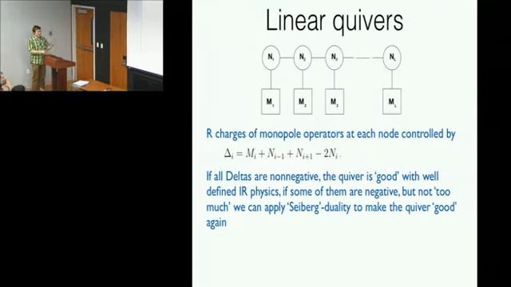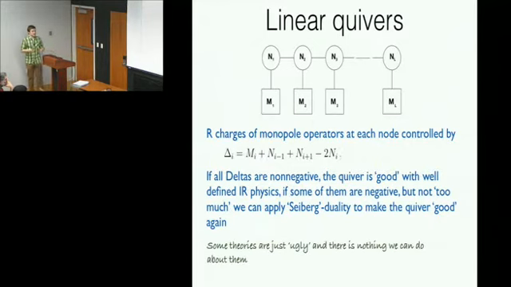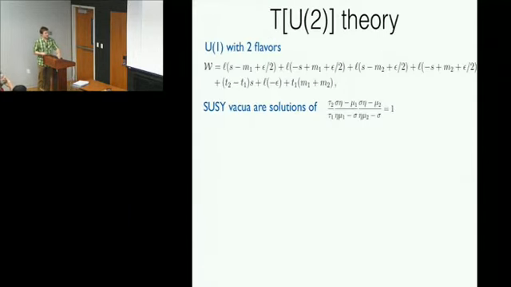And for the theory to be good, to have a good IR description, those deltas have to be non-negative at each node. So some quivers do not obey this property. They have negative deltas on some nodes. But sometimes we can turn negative into positive by doing some Weyl reflection in the root space. But sometimes it's not possible. So some theories are really ugly, and there's nothing you can do about this. For example, if you take pure Yang-Mills in 3 dimensions without any matter, it doesn't have any vacua. So we'll be looking at theories with a sufficiently large number of hypermultiplets.